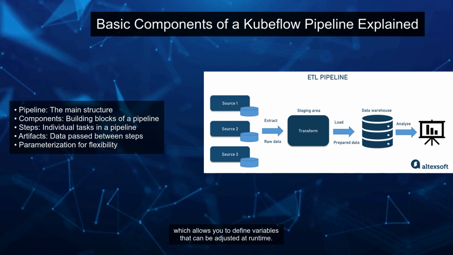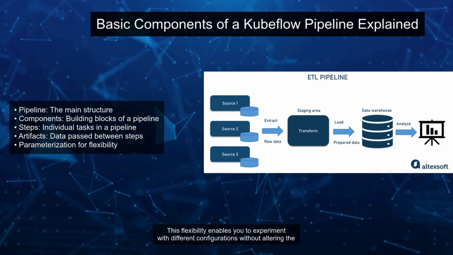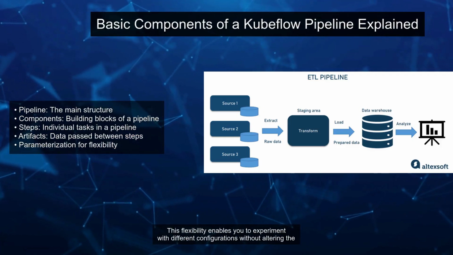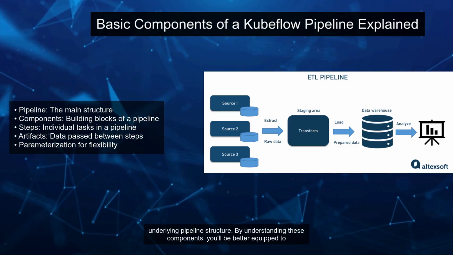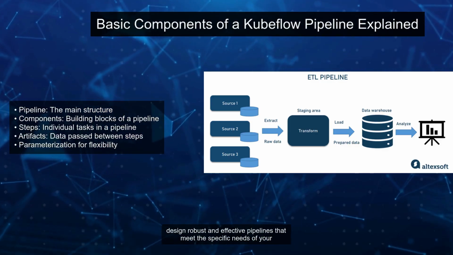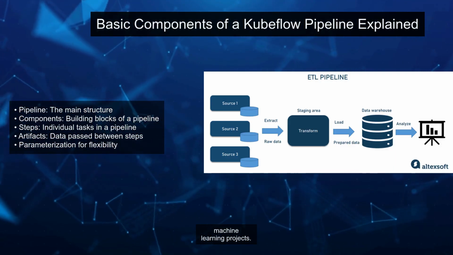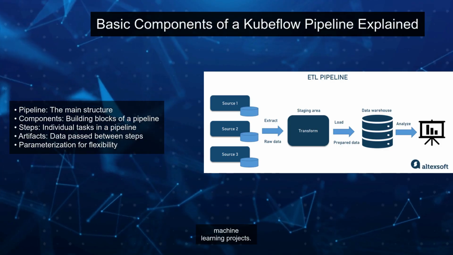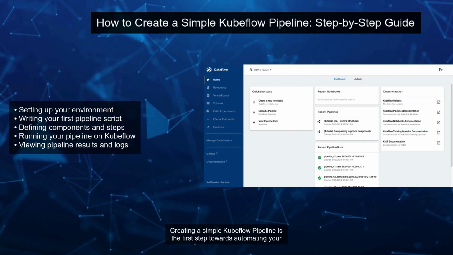These artifacts can be datasets, models, or any output generated by a step. One of the powerful features of Kubeflow pipelines is parameterization, which allows you to define variables that can be adjusted at runtime. This flexibility enables you to experiment with different configurations without altering the underlying pipeline structure. By understanding these components, you'll be better equipped to design robust and effective pipelines that meet the specific needs of your machine learning projects.